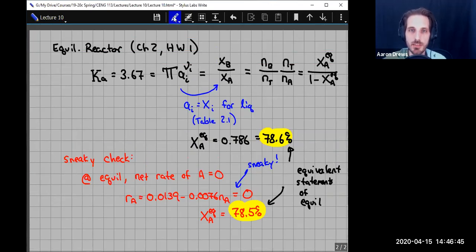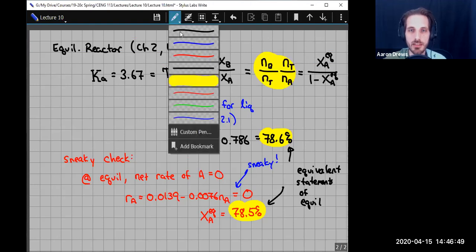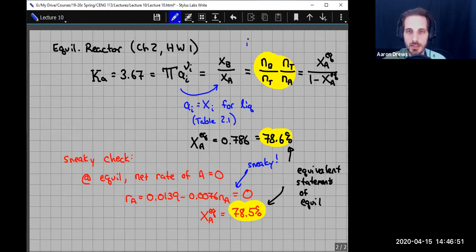Can I explain this part? Sure. The reason that that is equal to the way that I wrote it is that n sub b is equal to n sub a 0 times XAEQ, and n sub a is equal to n sub a 0 times 1 minus XAEQ. Right, so the n sub a zeros will cancel out, and I'll just be left with x over 1 minus x. The n sub t's have already canceled out.